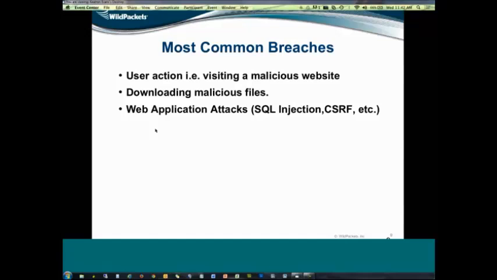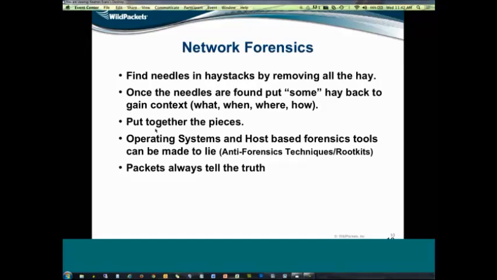So with network forensics, essentially what we do is we're looking for needles in haystacks. And one of the ways, and I quote this from Brett, who works at a company I used to partner with, is that we find needles in haystacks, and then we try to remove all the hay to find the needles. Once the needles are found, we put some hay back around them to get context to answer the questions of what, when, where, and how, and then put together the pieces.